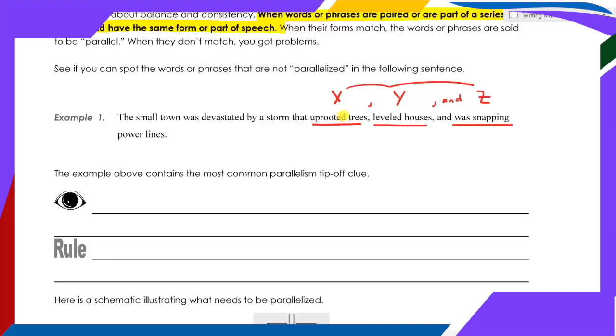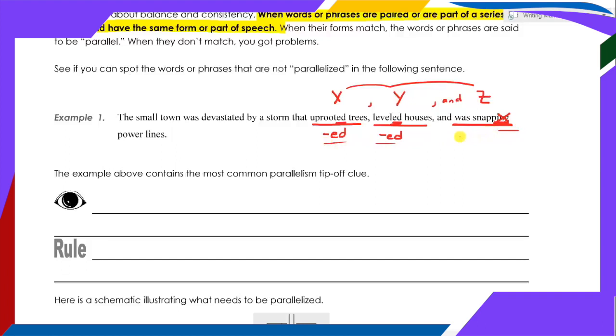And it should be pretty clear to most of you that we do not have the same form or part of speech here. What we have are 2 past participles, 2 ed forms of a verb, uprooted and leveled. So our X and Y are eds. And then all of a sudden we switch into the past progressive or past continuous form of the verb. We switch into this ing form of the verb. We don't want to do that. We don't want to switch from an ed, another ed, and then all of a sudden into an ing.